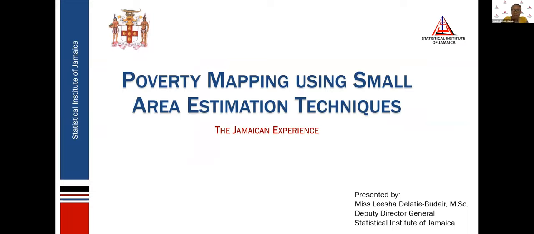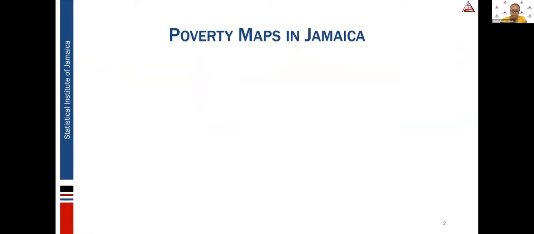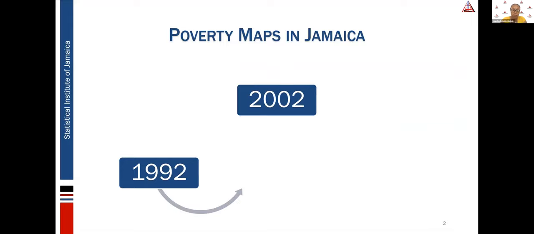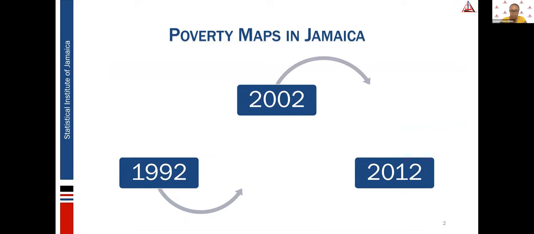So today, as Xavier just mentioned, I'll be presenting some information on the Jamaican experience using poverty maps that were generated using small area estimation techniques. In terms of the use of poverty maps in Jamaica, we have been using poverty maps since 1992. Our second set of poverty maps were created in 2002 and the third set in 2012. So we tend to do them near a census.